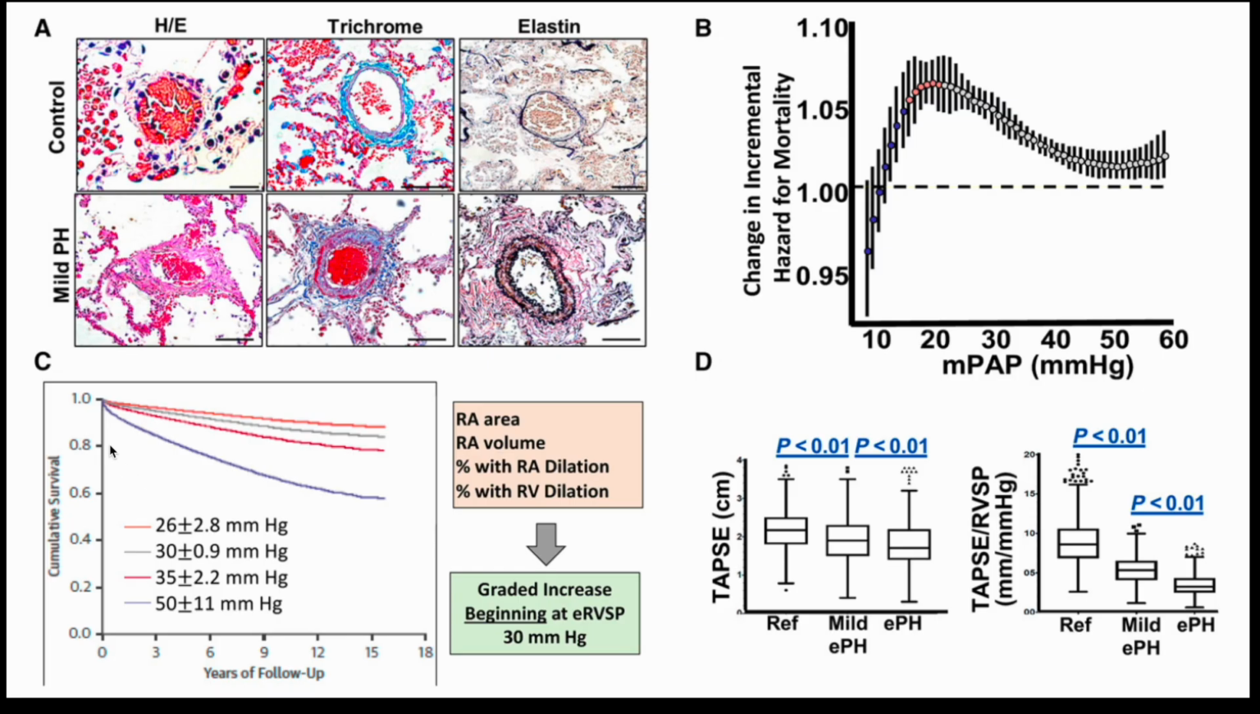Regarding the C, that is survival and cardiac remodeling, here you can see that with high mean pulmonary artery pressure and right ventricular dysfunction, there is a higher risk of mortality. The survival is reduced. And in the D part, you see there is reduced TAPSE as the right ventricular pulmonary hypertension increases. So mild elevations are clinically significant. Early pulmonary hypertension causes fibrosis and remodeling. Monitoring these patients is very important.